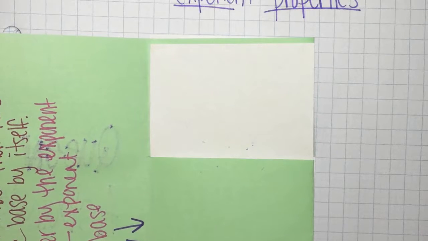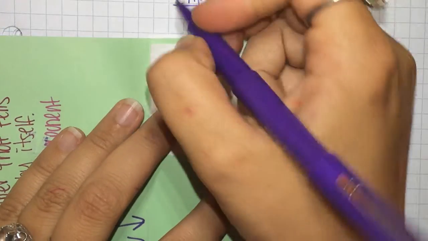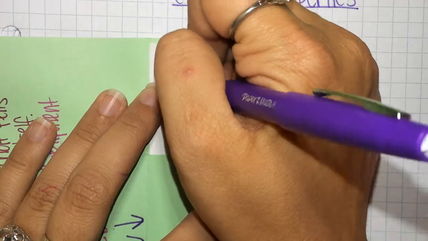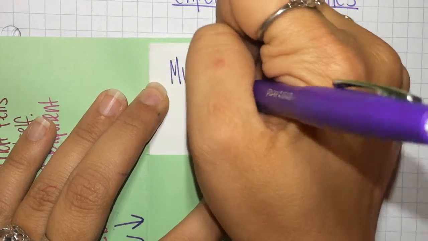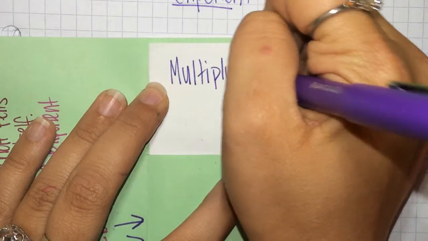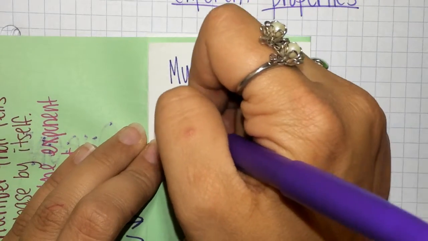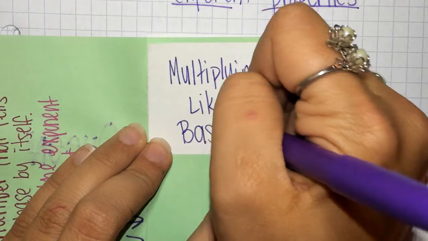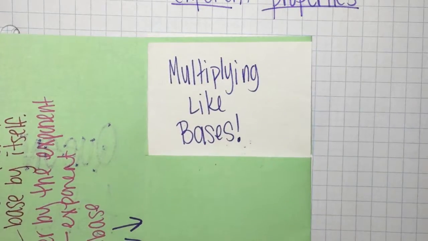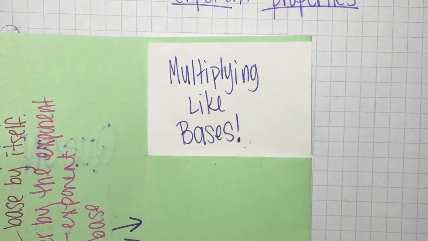Alright, so the first thing that we're going to learn about is multiplying like bases. So let's write right here, multiplying like bases. When I write, you write, pumpkin sauce. Use your hand in there.